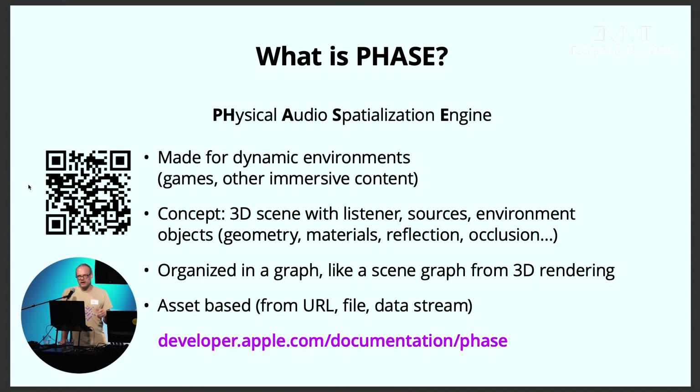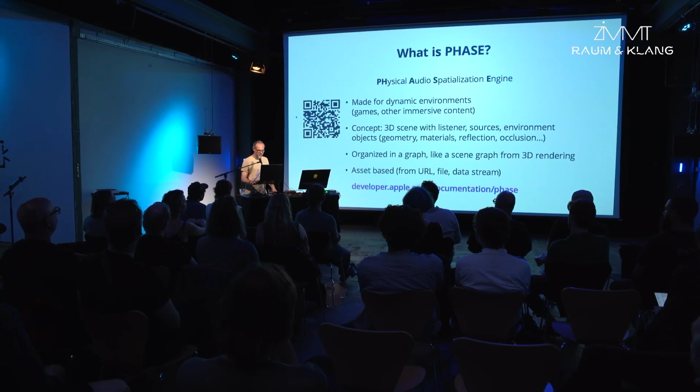It's organized in a graph, like a scene graph from other 3D rendering systems. SceneKit by Apple is one of those. And it's asset-based, so you are loading files from a URL, so you can stream. You can also have resident files, like files on your drive, or you can also just provide it a data stream, so like buffers, and it also can then render that, and it takes care of all the spatialization. Yeah, there's a little link here.